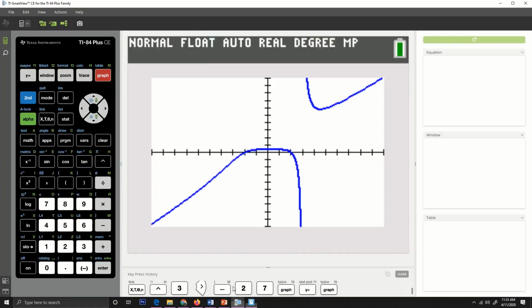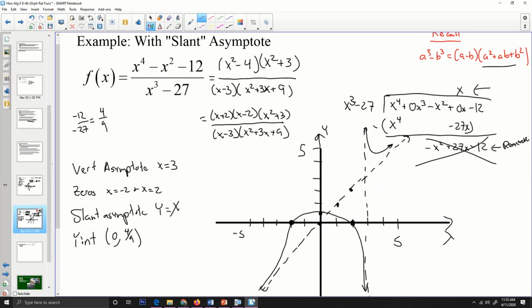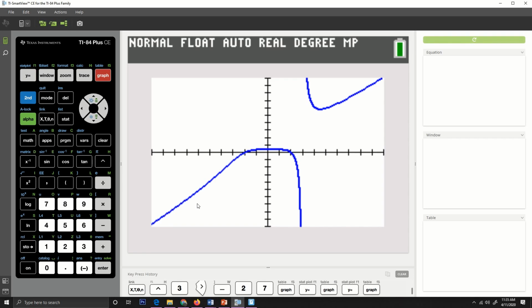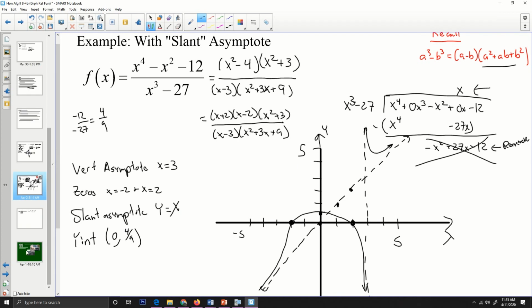Now, if you don't believe me, we can look at our graphing calculator: x to the fourth minus x squared minus 12, and then x to the third minus 27. And when I hit graph, we see that we get a shape that's very similar to what I had there. Well, I think we'll only do these two examples for today. That should get us through.